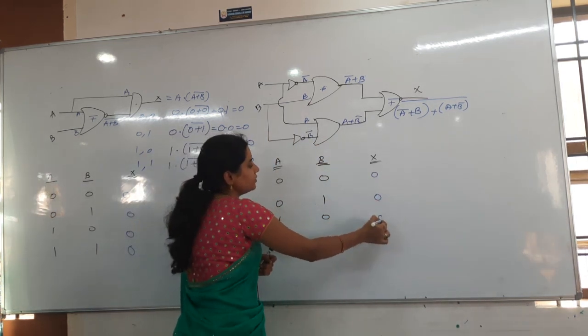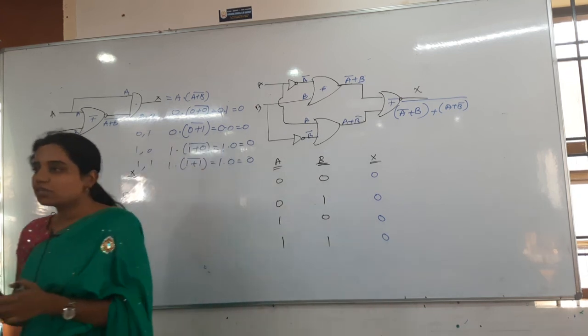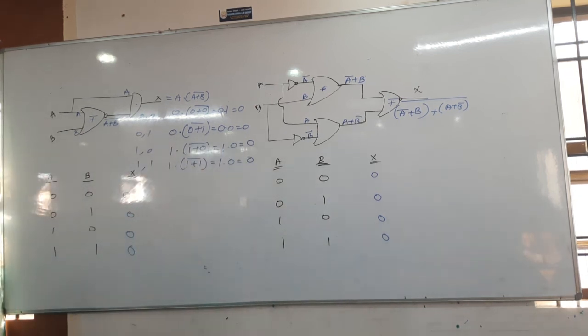Again you check the answers in the same way. What are the answers you will get again? Zeros only. Everything is zeros. Clear?